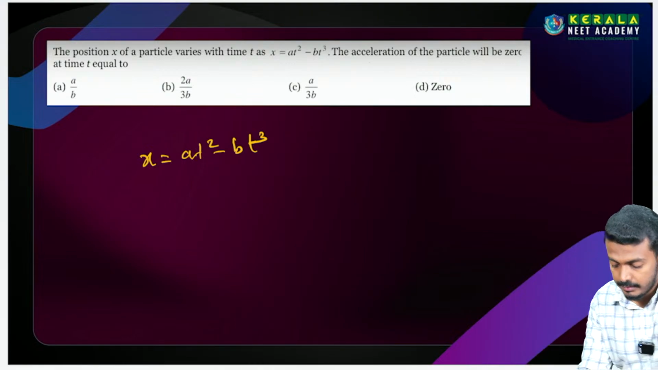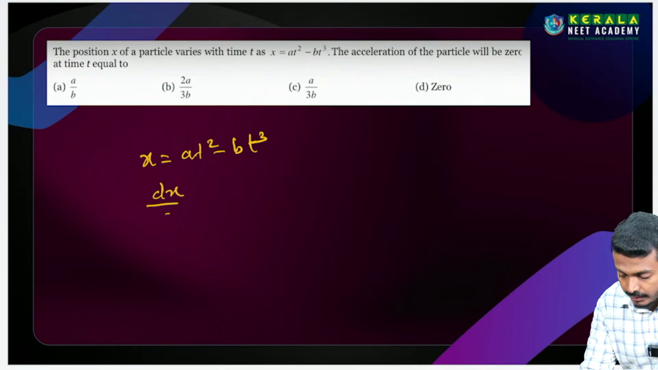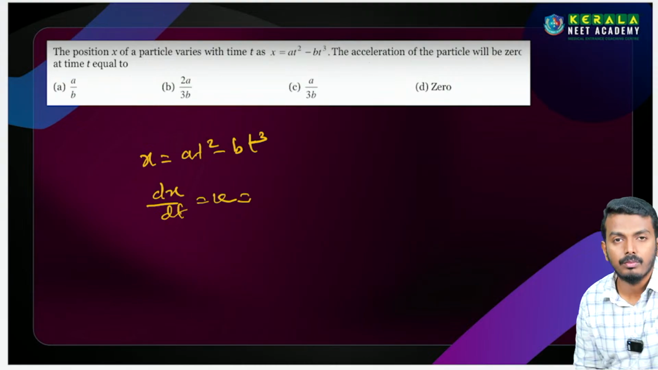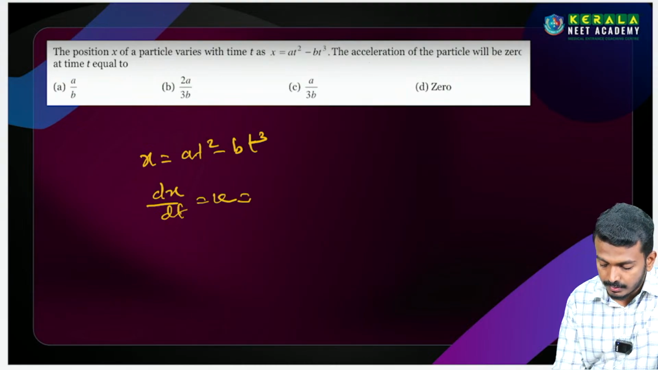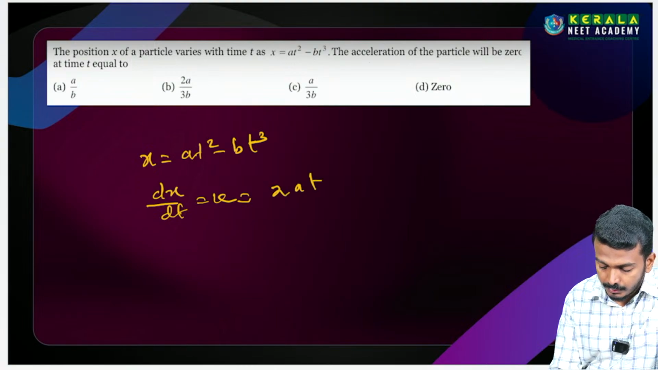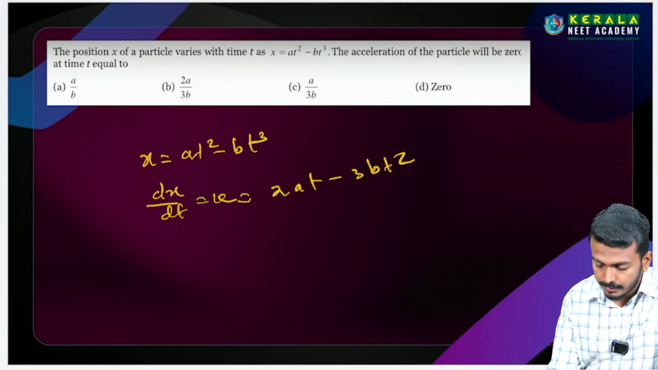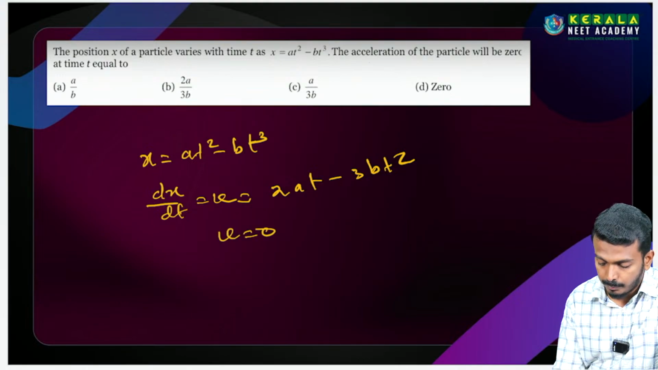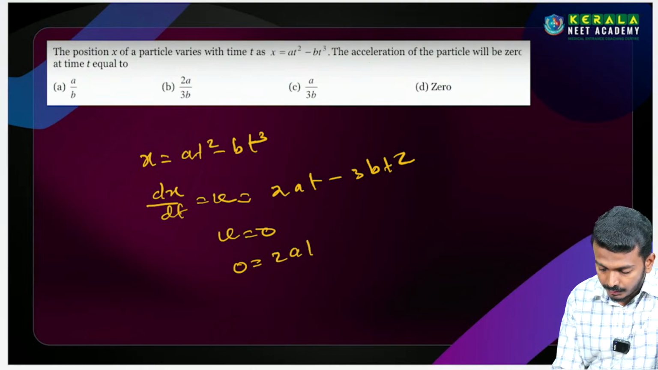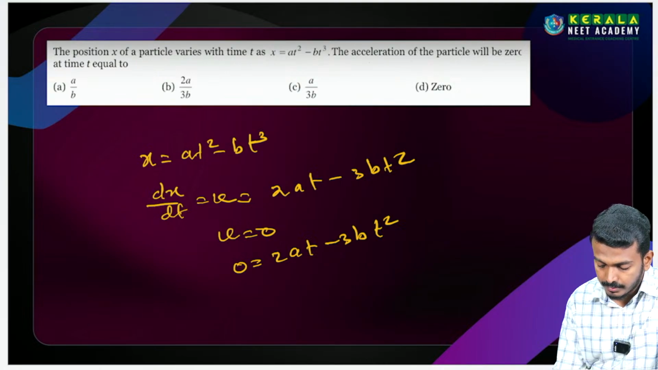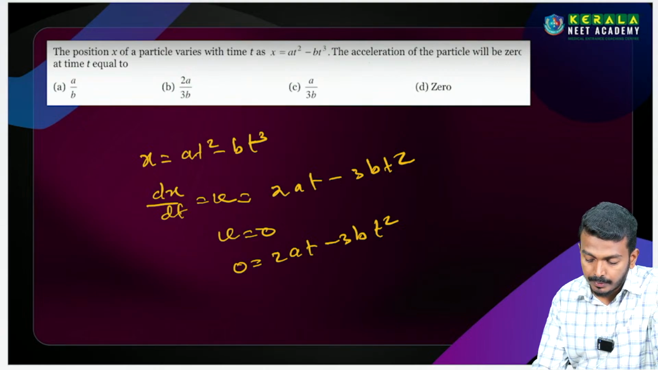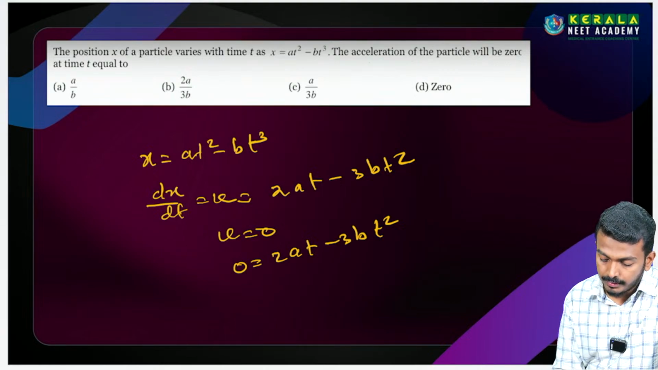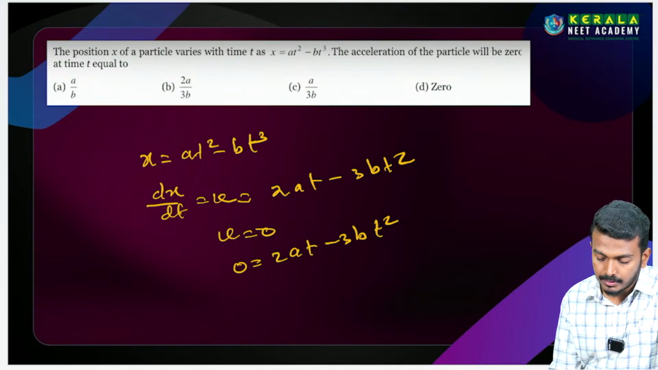How to find it? Just differentiate; what will you get? dx by dt. What is dx by dt? Velocity. What is the equation for velocity? When differentiated, 2at minus 3bt square. What is the velocity? The value is already given in the question: 0. Applying 0, 0 is equal to 2at minus 3bt square. Okay, the acceleration of the particle will be 0 at what time?